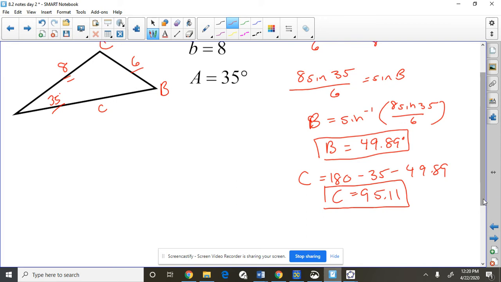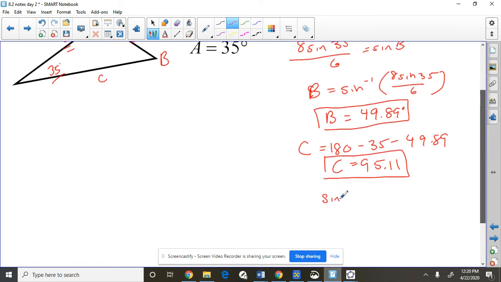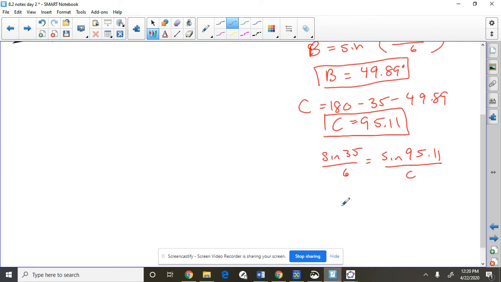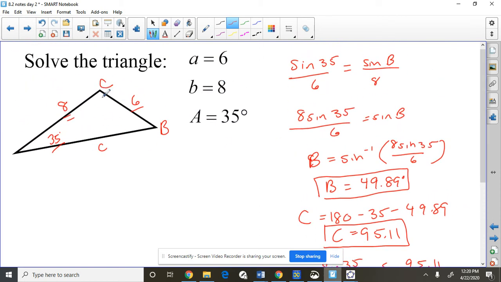And then I could find the length of side C by doing sine of 35 over 6 equals sine of 95.11 over C, which would make C equal to 6 sine 95.11 divided by sine 35, which is a length of 10.42. And that makes sense because in this triangle, 95 is the biggest angle, so 10.42 would be opposite, that would be the longest side. This is our first triangle.